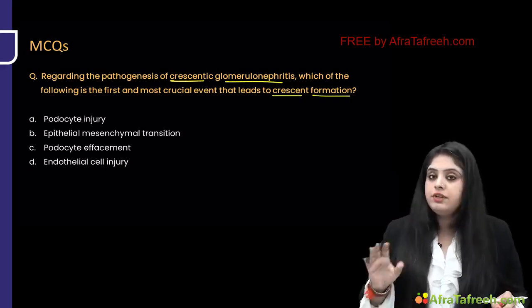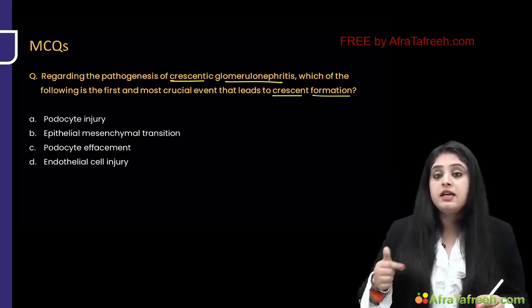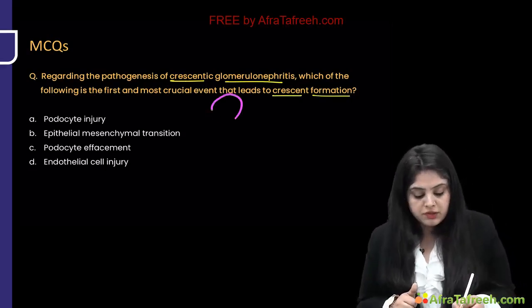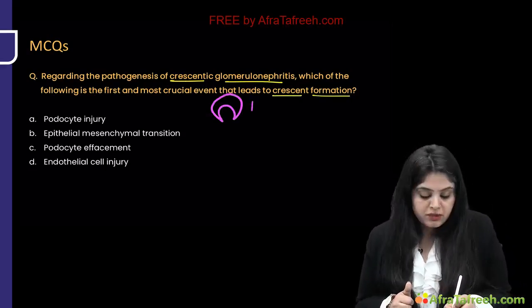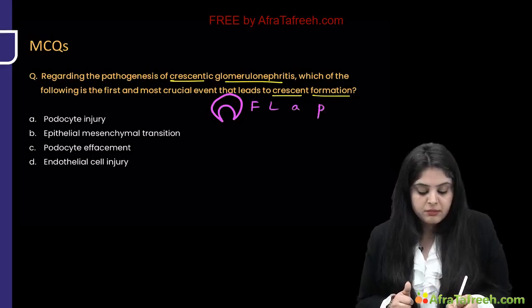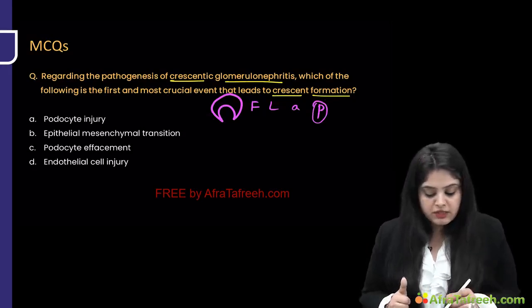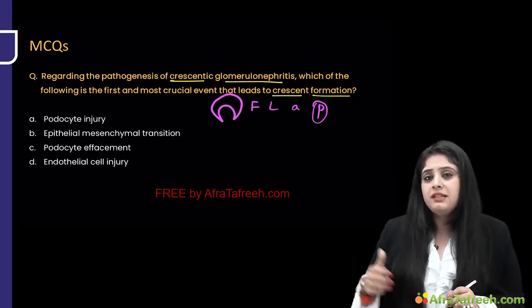Now guys, you already know what a crescent was. This is an indirect question, so you have to be very, very cautious while answering it. What was a crescent made up of? Crescent was made up of a flap, if you remember. Means it had parietal epithelial cells. So it can't be associated with the parietal, which is outermost.